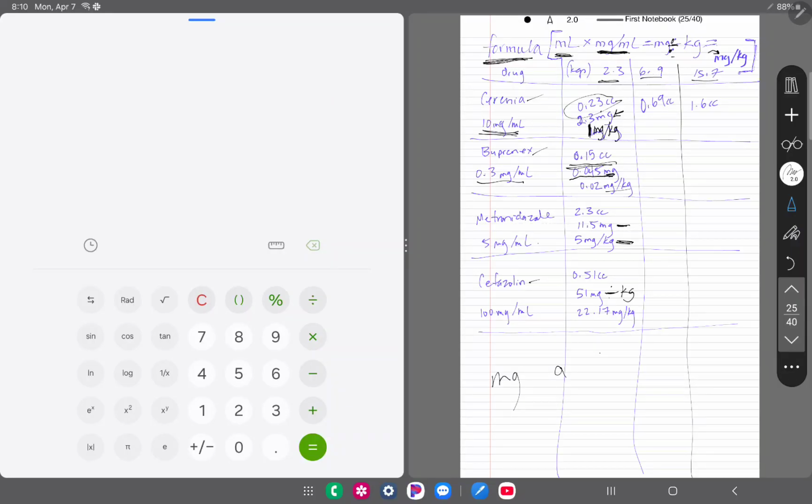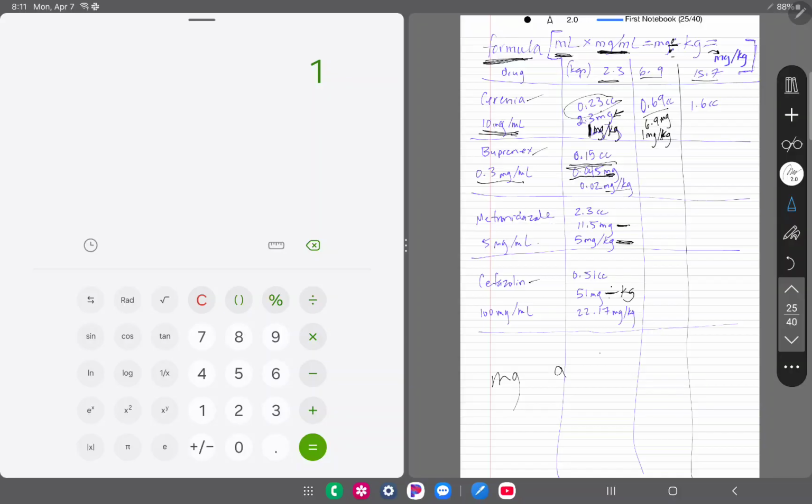Now if we keep going, if somebody said 6.9 cc's was given to this animal, all right, 0.69 times, again, mg per mil, which is concentration, and that's on the bottle, 10, you get 6.9 mg. Perfect. 6.9 mg then divided by kg, which is 6.9, that'll always get me 1. Oh gosh, 1 mg per kg.